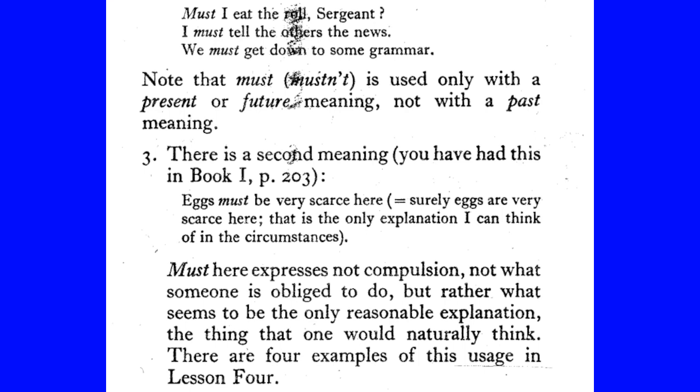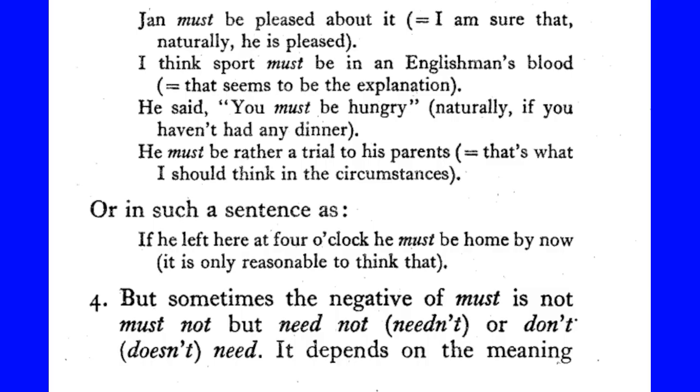There are 4 examples of this usage in Lesson 4. Jan must be pleased about it, equals I am sure that, naturally, he is pleased. I think sport must be in an Englishman's blood, equals that seems to be the explanation. He said, you must be hungry, naturally, if you haven't had any dinner. He must be rather a trial to his parents, equals that's what I should think in the circumstances. Or in such a sentence as, if he left here at 4 o'clock he must be home by now. It is only reasonable to think that.